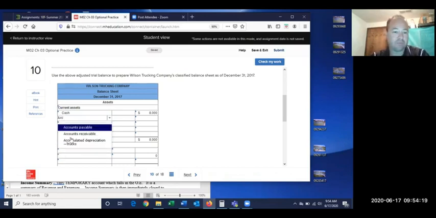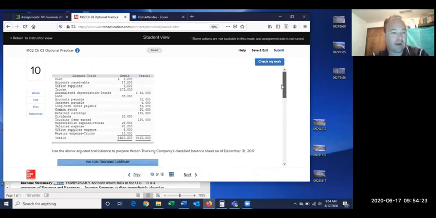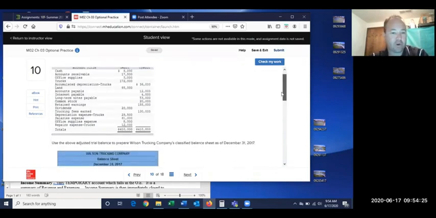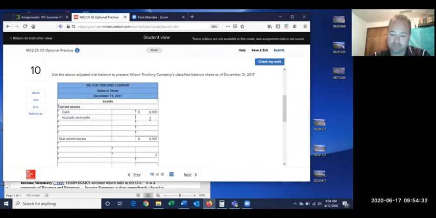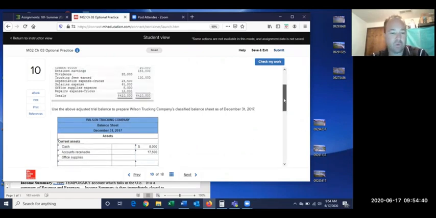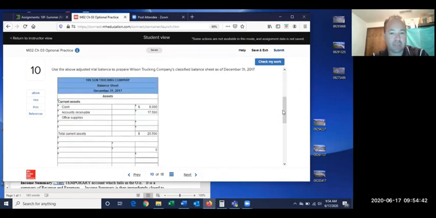Accounts receivable. And then we had office supplies as our last current asset. So accounts receivable, 17,500. Office supplies, make sure you put the supplies, that's what we still have left, not the expense, that's what we've used. Office supplies of 3,000. And as it says here, that's our total current assets.